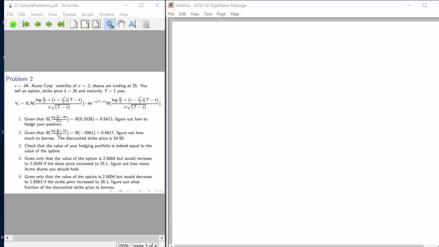So, you've sold this Acme call option, and you realize you're going to be in trouble if the shares go up and the person who bought the option from you exercises it. So you hedge your position. How do you hedge your position? You hedge your position by buying a fractional share of Acme, which will benefit you if the price goes up.